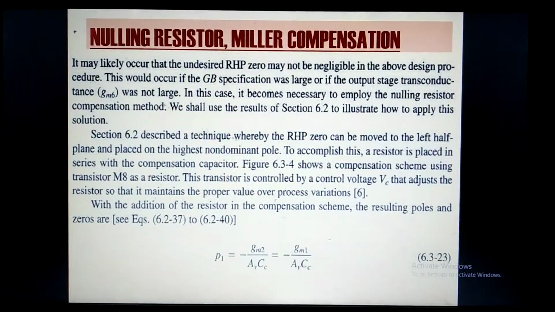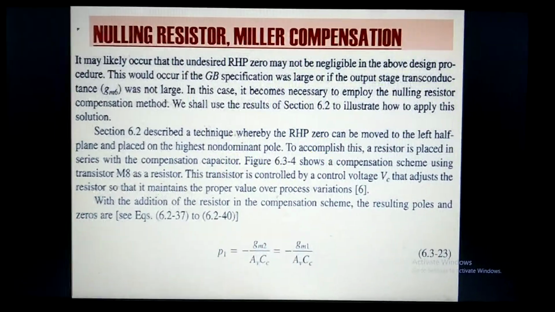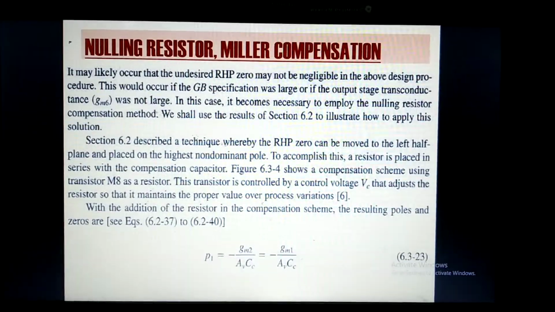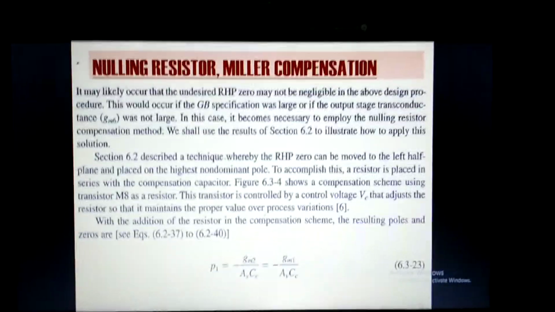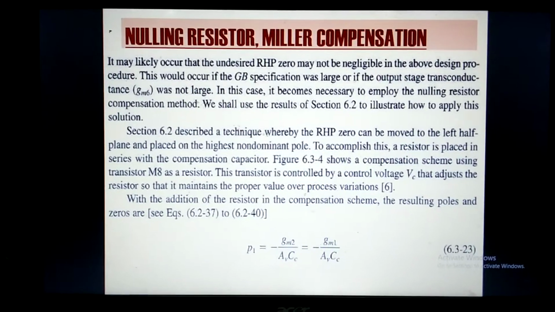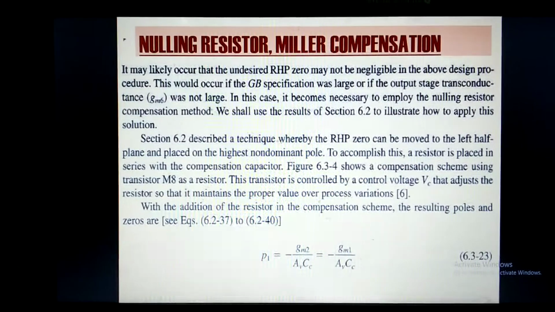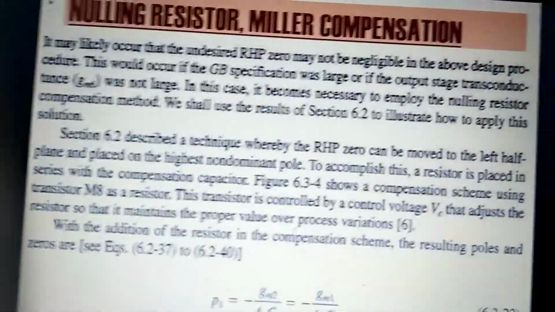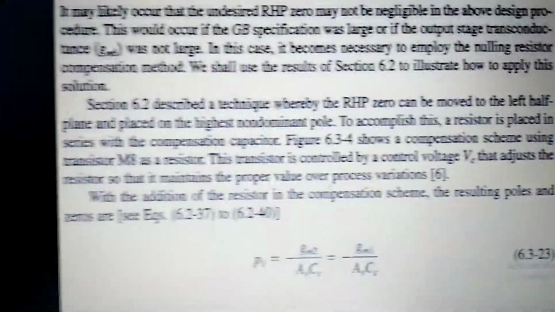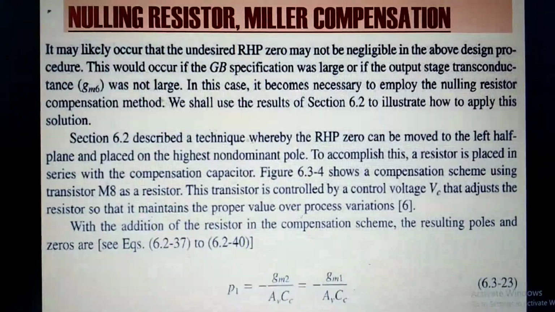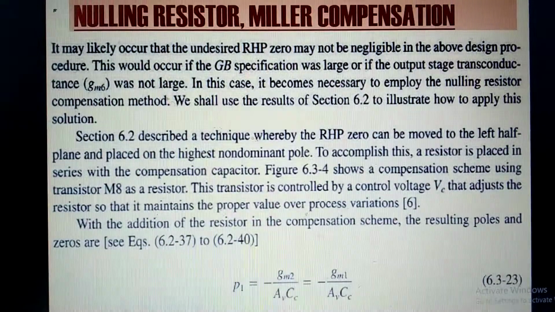Basically, this technique is used where the right half plane zero can be moved to the left half plane and placed on the highest non-dominant pole. To accomplish this, a resistor is placed in series with the compensation capacitor.